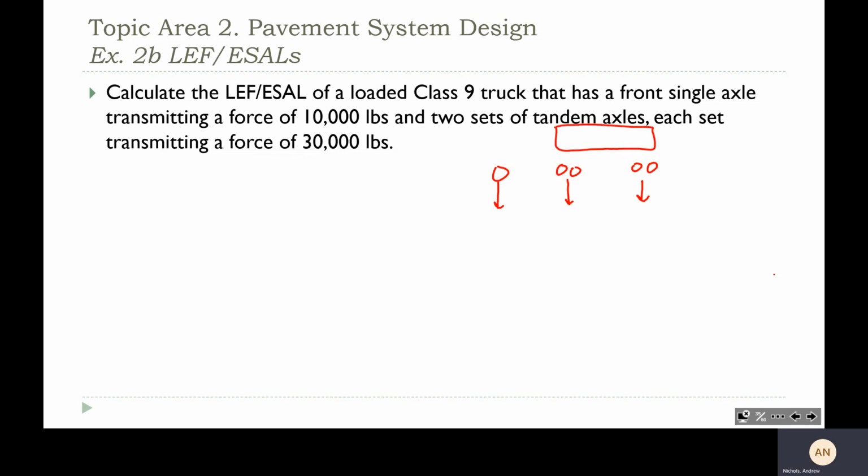So Class 9 actually is a kind of a box truck. It usually says Walmart on the side of it.